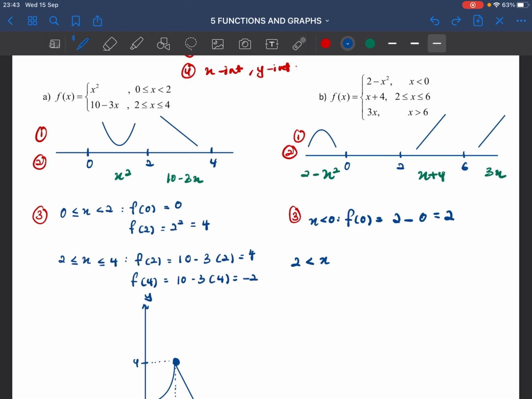Sentiasa refer balik dekat kita punya soalan, ada equal ke tak ada equal. So kat sini both ada equal.